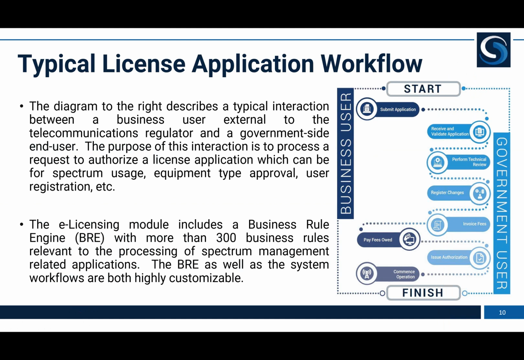So the purpose of the interaction, of course, is to allow this authorization process to work through an online portal. And it has to be able to support any kind of relevant request, whether it's for spectrum usage, equipment type approval, user registration, changing company name, et cetera. Now, the e-licensing module includes a business rule engine with over 300 business rules for specific fields, for different types of forms, whether it be an equipment type approval or a frequency channel request or whatever. And we'll highlight that a little bit later today.